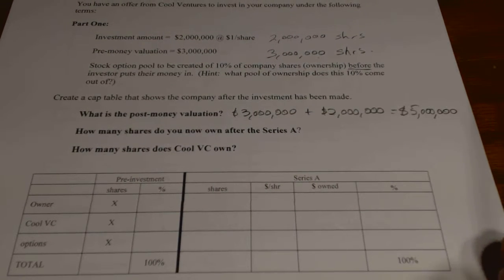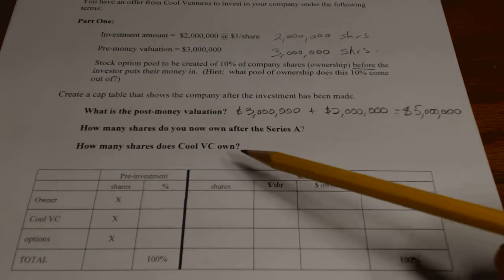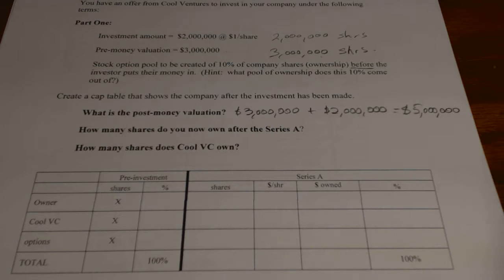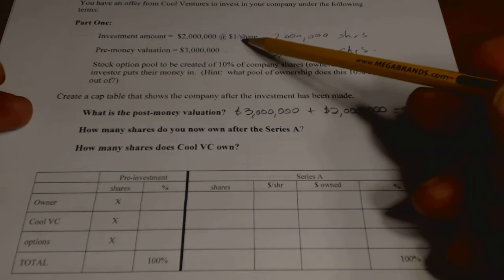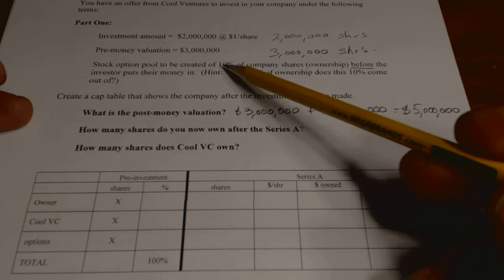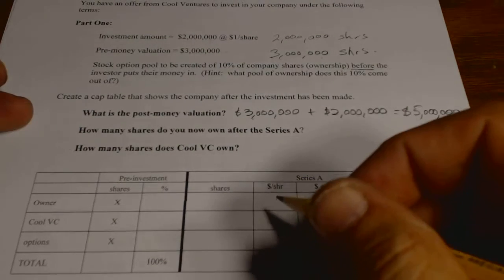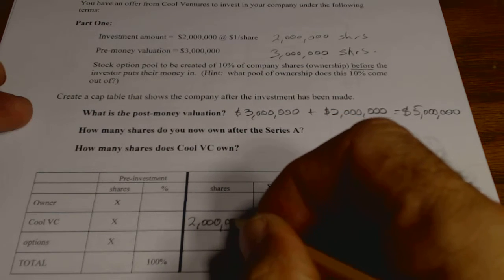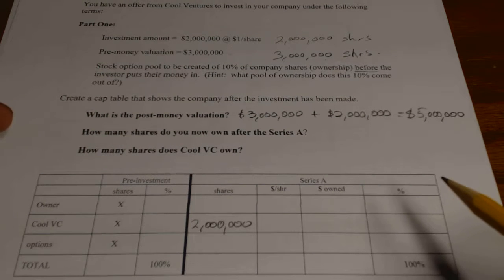It says, how many shares do you now own after the Series A? Well, we'll have to do the table for that. How many shares does Cool VC own? We'll go through that, but remember, their shares will not dilute because they are going to put in $2 million at $1 per share after you have given 10% to the options pool. So their shares will be the same. So we can just say right now that they're going to have 2 million shares. That's Series A. That's when they put their money in. Round 1, Series A, it doesn't matter. Round 2 or Series B, it doesn't really matter.